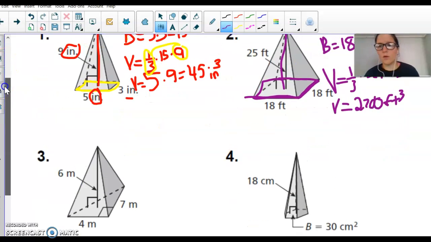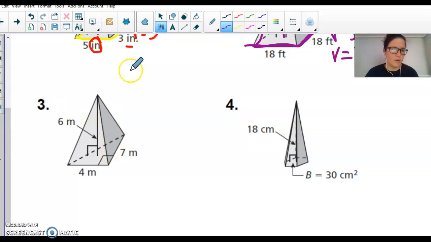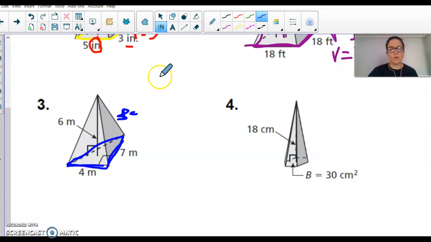Again, it's recognizing what base you have. So for number 3, if I recognize what base I have, look at this base. It's a triangular base, and the base is 4, the height is 7. So if I find the area of the base, remember it's a triangular base, let's make that B. So it's 1/2 times 4 times 7.